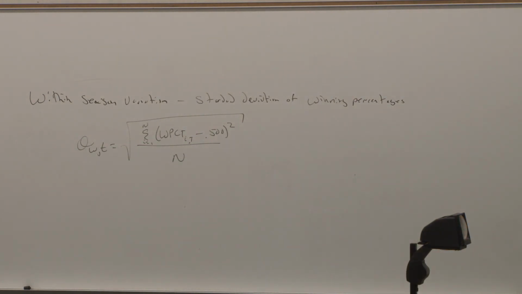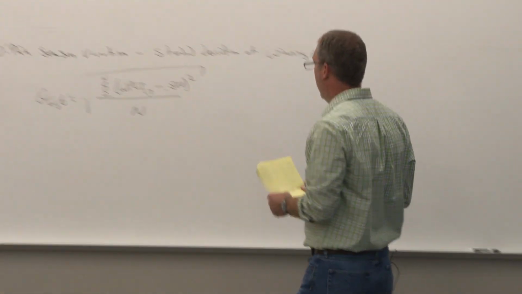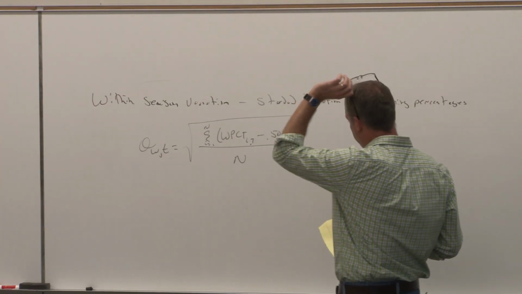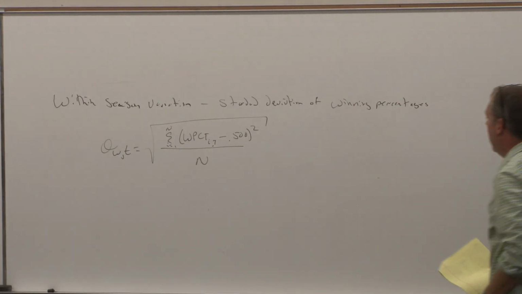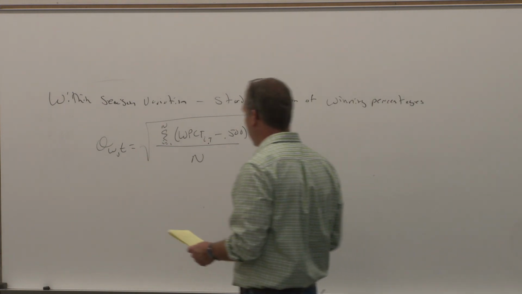So we've got our winning percentage for each of our teams in each of our given years minus .500. We're going to square that, add all that up, divide by the number of teams, and take the square root of that guy. And that's going to tell us the standard deviation, which is in essence just a normal standard deviation that you have for any statistical series.